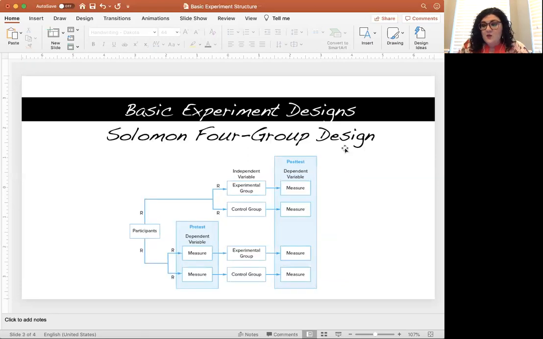And that's what these experiments tell us. Where it feels like it gets a little more complicated is when you get to the Solomon 4 group design. The Solomon 4 group design is set up to help us understand and determine if the pretest may end up changing the overall outcome as well.